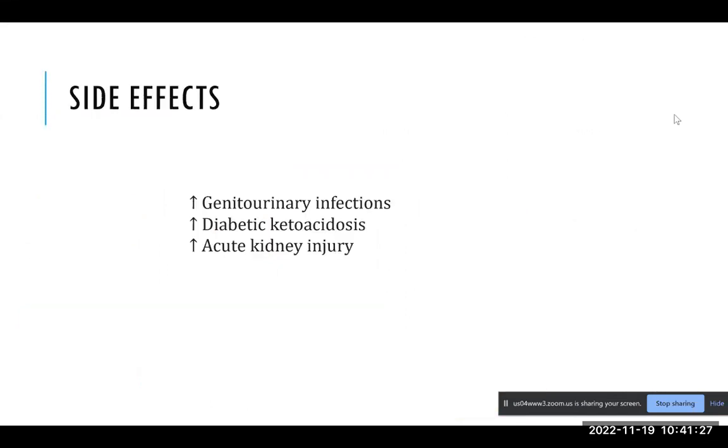So we'll skip this. We'll talk about side effects. Sometimes you might have side effects that might need you to hold the medication or stop it. So in the trials, it showed that it increases UTIs. It might increase the incidence of diabetic ketoacidosis. And in those who are dehydrated, since it promotes glucosuria, it might cause acute kidney injury. And most of these are reversible.